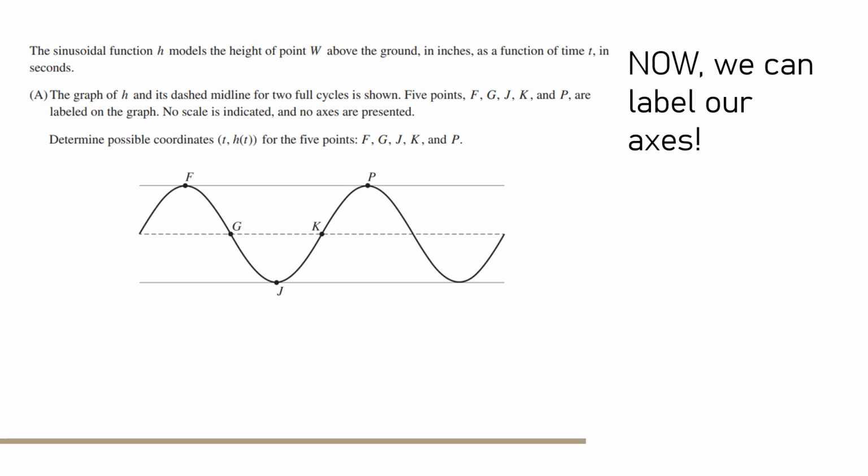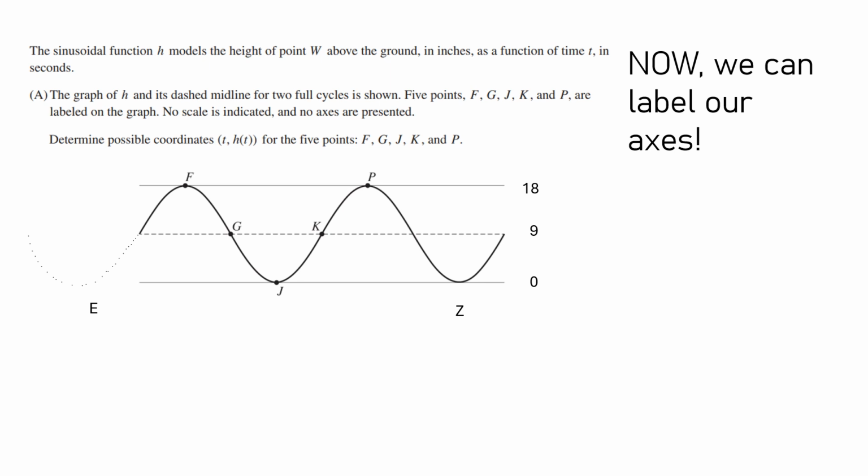Now I can start to label my axes. They make it real easy in this problem to label the vertical. There's no confusion on that. It's simple. We want to be careful on labeling the horizontal on this problem. That's the tricky aspect of this problem.